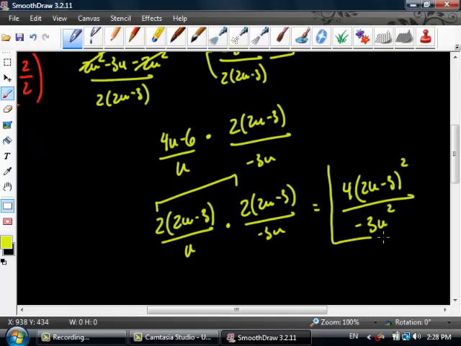Now, it is my understanding that the answer key has something a little different. That's because they actually took the time to FOIL this out, multiply in the 4, and simplify it. Just leave it like this. Okay? This is good enough. Okay. Danny, thanks for catching that.